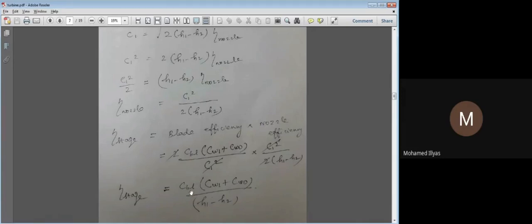So with this, that stage efficiency relation is over. முடிச்சா சொல்லுங்கம்மா.